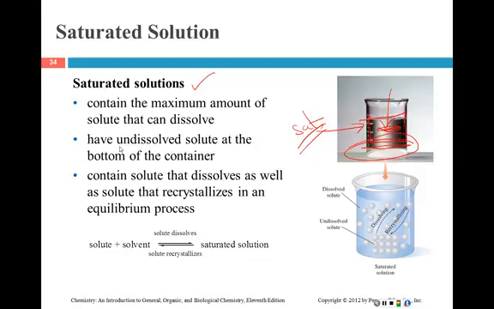So you have some undissolved solute at the bottom of the container, and so you're still going to be getting some back and forth from this residual here. The solute plus the solvent is going to give you a saturated solution, and then you're going to be dissolving and then recrystallizing. So it's an equilibrium, we call it. It's going back and forth.